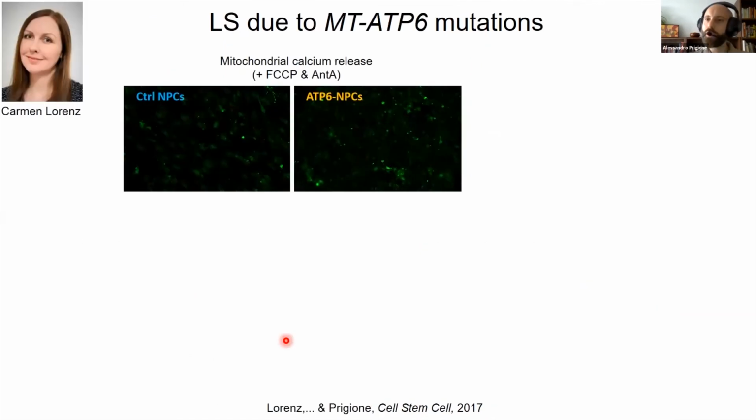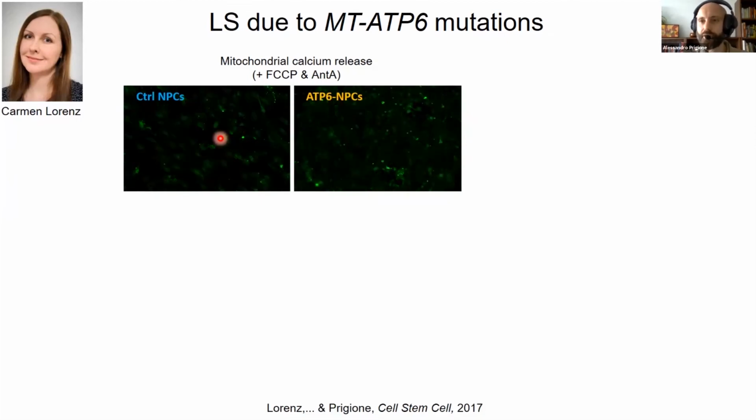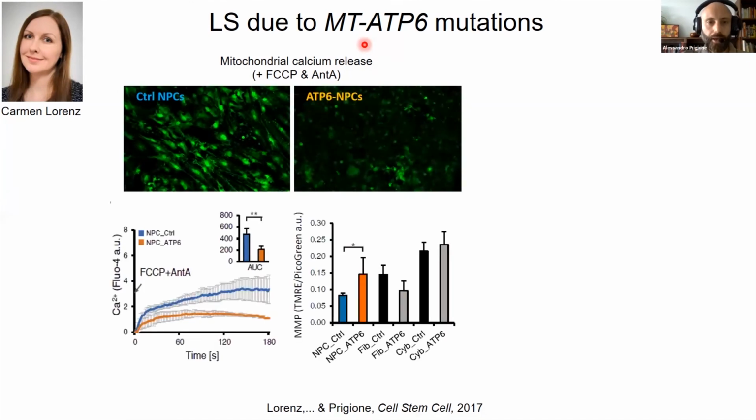Sorry, I switched this. So then we decided to use this system for ATP6 mutations. We found that NPCs from control are able to respond to depolarization of mitochondrial potential by releasing calcium. Here you see that, but in the patient NPCs with ATP6 mutation, it was not occurring. ATP6 is another common gene affected in Leigh syndrome. It's a mitochondrial gene, a component of ATP synthase, complex V. This is just a quantification that the controls are able to have this calcium release, but the patient less.